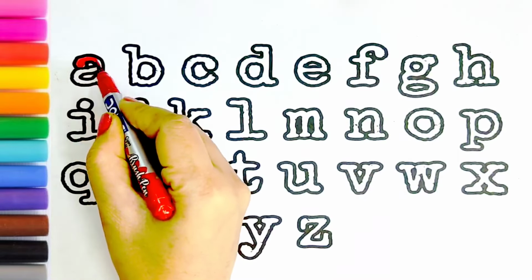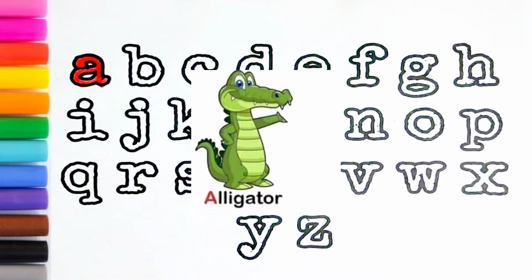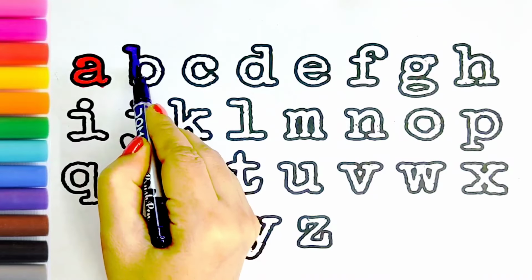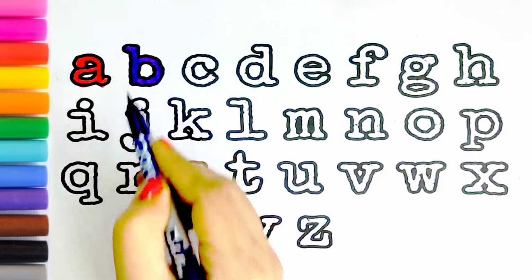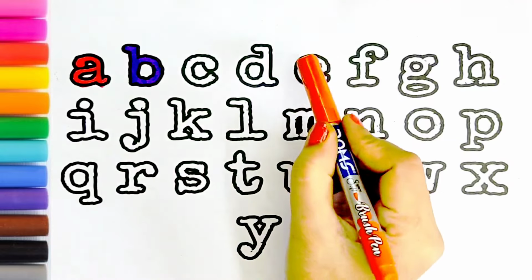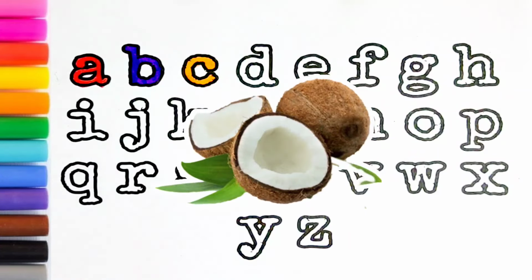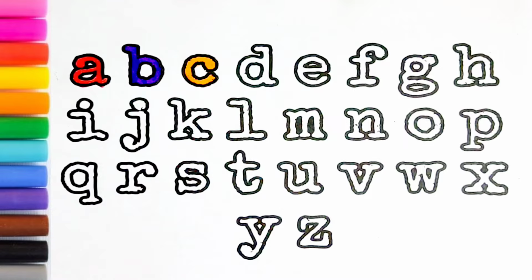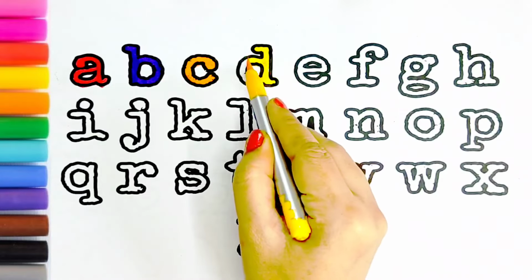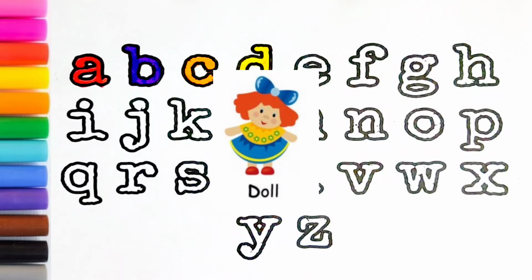Red color. A. A for alligator. Purple color. B. B for banana. Orange color. C. C for coconut. Yellow color. D. D for doll.